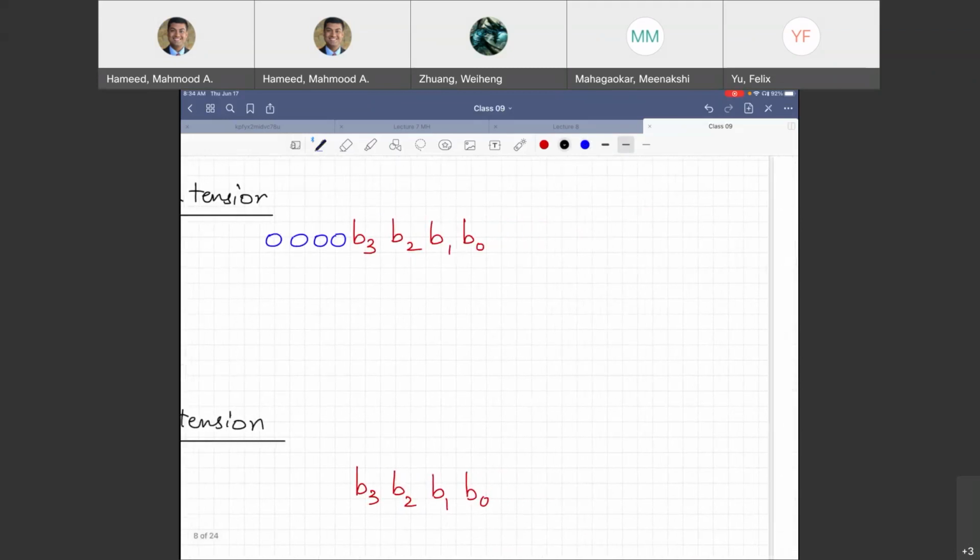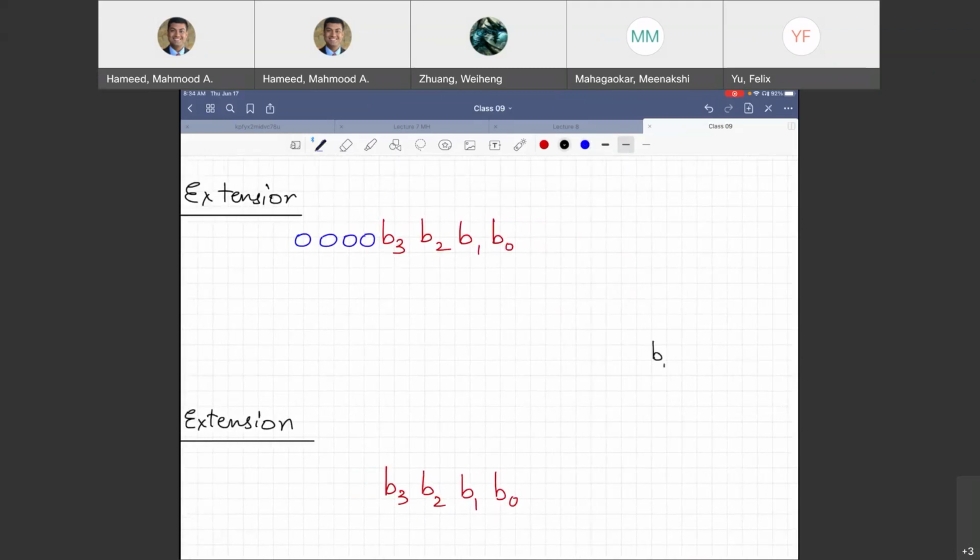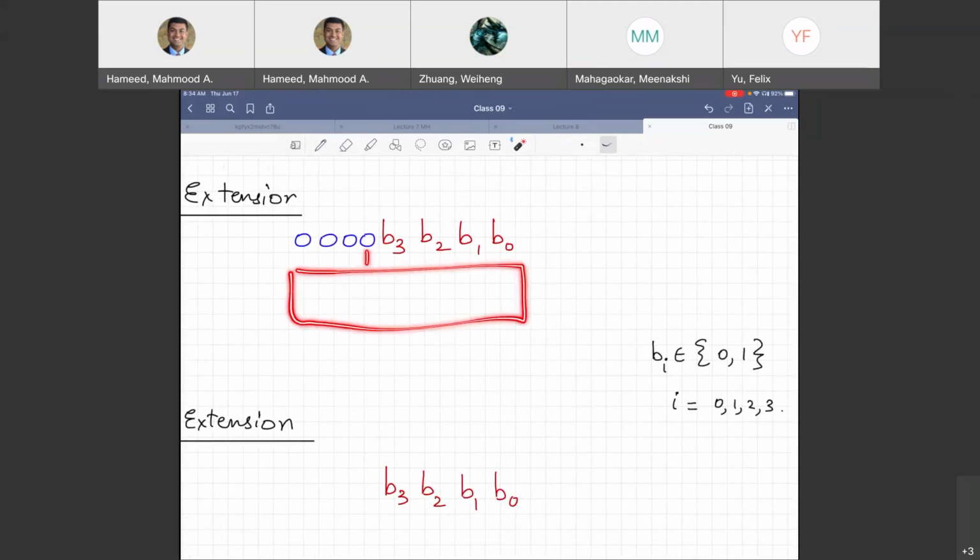Let me just quickly make a note here. Bi belongs to the set of 0, 1, where i equals 0, 1, 2, or 3, right? So that's my bit. Over there, I'm padding it with zeros so that the next number I have, when I'm ORing them, these guys don't make a difference. If they were ones, they would have made the OR result 1 for those. Now I can do the bitwise OR. In this case, 8. In our case, 32.